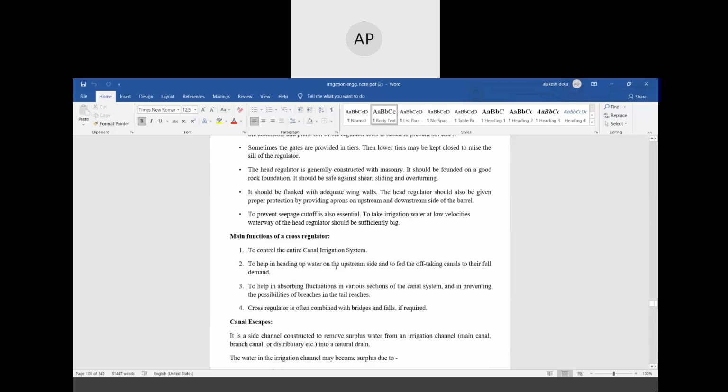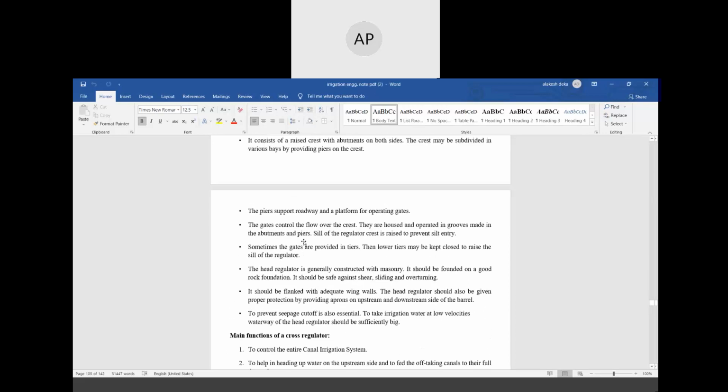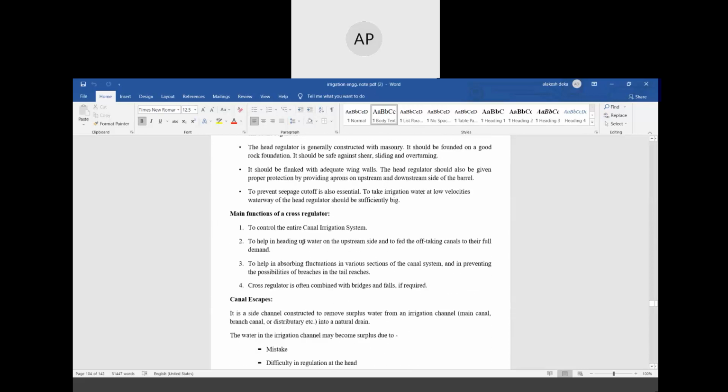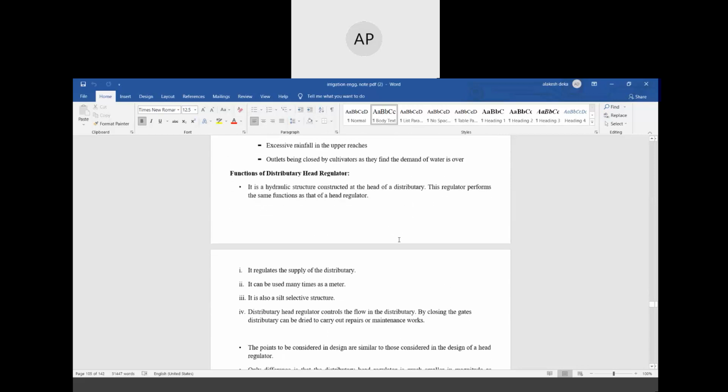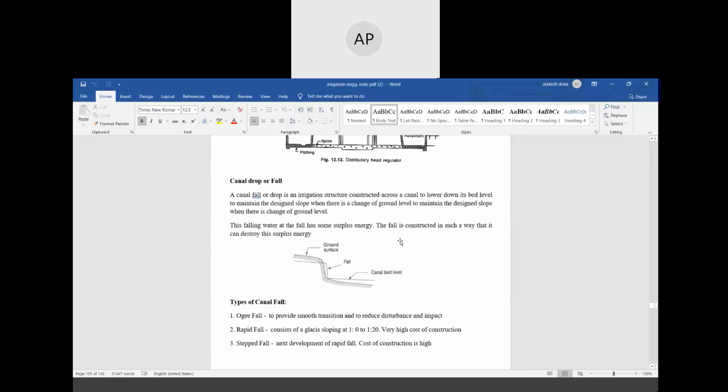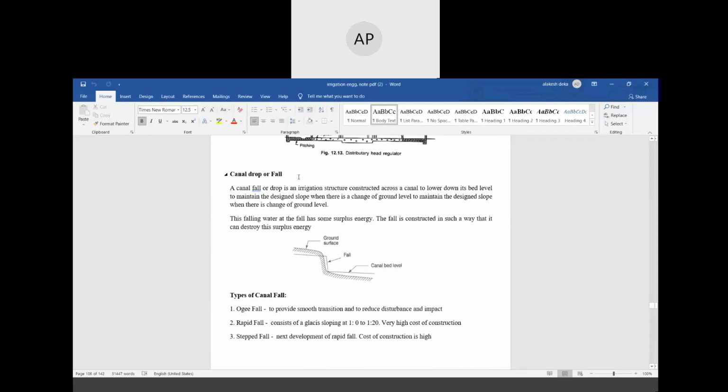So we are discussing canal regulators. Am I audible? We have discussed canal regulators. What are cross regulators? How are they provided? What are their functions? What are canal escapes? These are provided to remove surplus water from an irrigation channel. And then canal drops or falls.